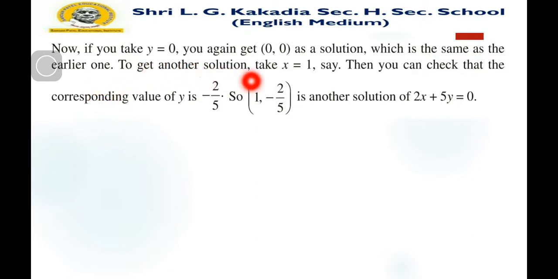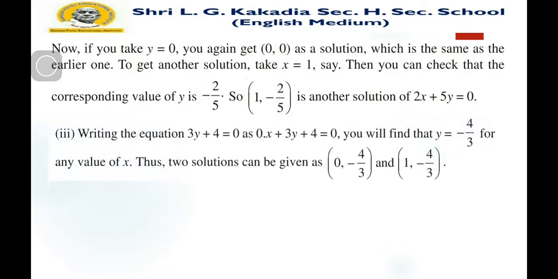To get another solution, take x equal to 1, say, then you can check that the corresponding value of y is minus 2 by 5. So (1, minus 2 by 5) is another solution of 2x plus 5y is equal to 0. In this way, you can also find other solutions of the given linear equation by putting values of x and y alternatively.